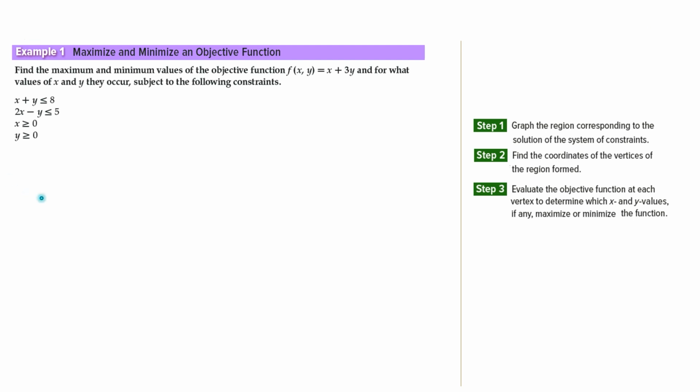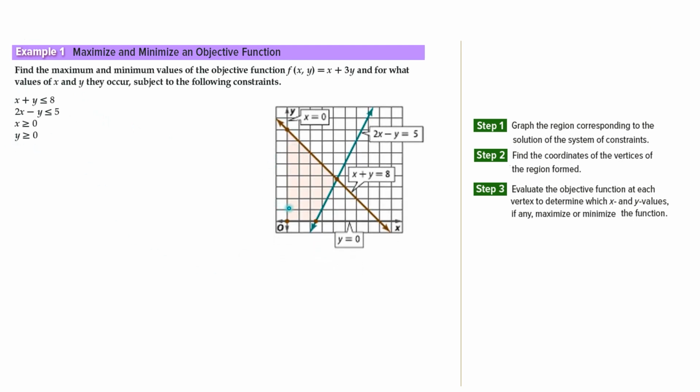Let's look at the first example. Here we want to find the maximum and minimum values of the objective function f(x,y) = x + 3y, and for what values of x and y they occur, subject to the following constraints. So we are given the 4 constraints here. Now the first step is to graph the region corresponding to the solution of the system of constraints. So we graph all the 4 inequalities and find the feasible solutions.